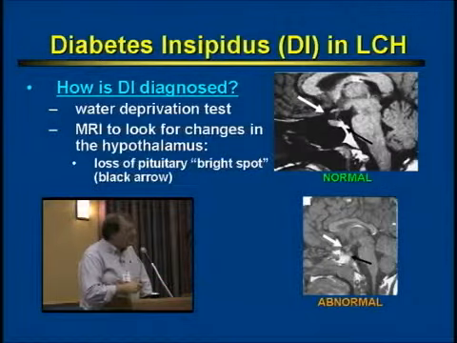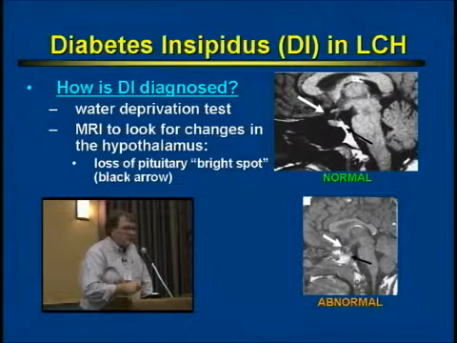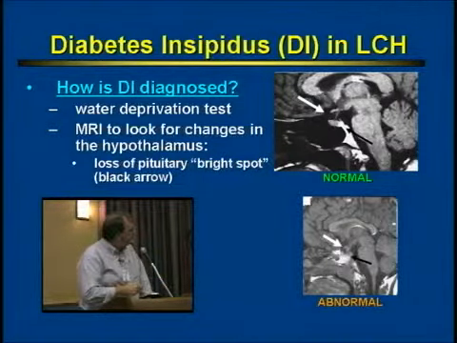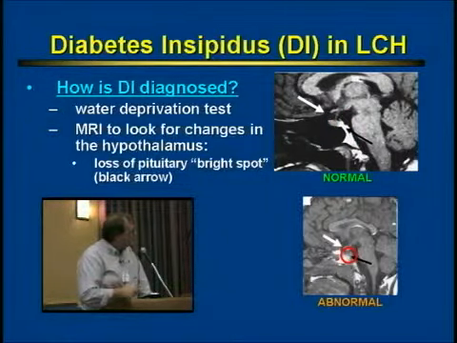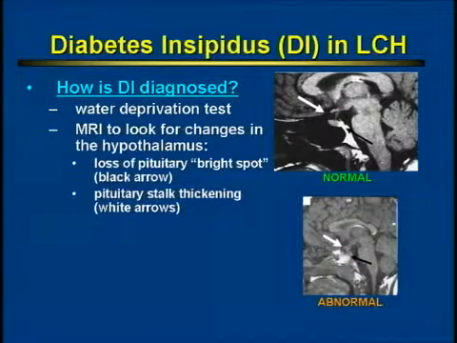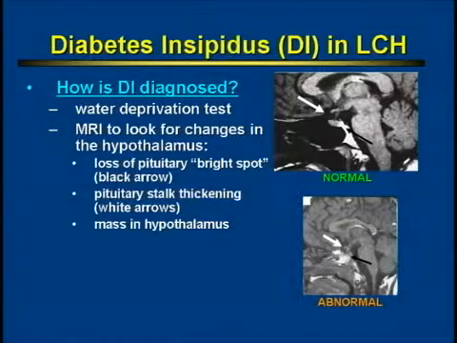The most common finding, and it happens to just about every patient who develops diabetes insipidus in LCH, is that the so-called bright spot in the pituitary gland is lost. I don't know if you can see this black arrow here, but here's a bright spot that then has disappeared with the development of diabetes insipidus. Some patients may have thickening of the pituitary stalk, and occasionally patients may actually have a mass that can be seen on the MRI scan, but the majority of patients do not.